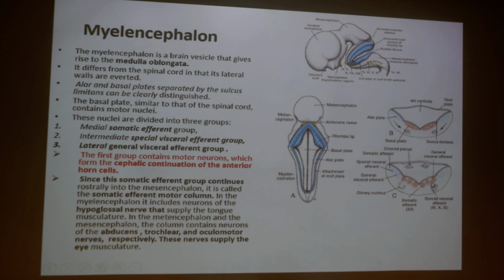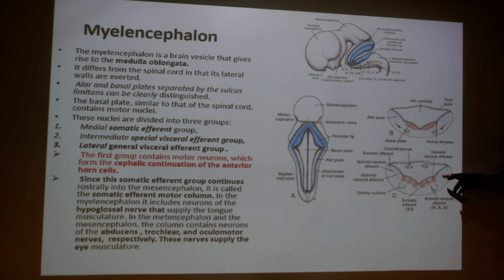Now the basal plates, in terms of the medulla, would be divided into three groups of nuclei, and we would start from the most medial ones, which are called the general somatic efferents. In the case of the medulla, the general somatic efferents are the hypoglossal nuclei, which are going to supply the muscles of the tongue. The next one is the special visceral efferents, and these supply the muscles of the pharynx and larynx, and this is basically the nucleus ambiguus which you see in the medulla.